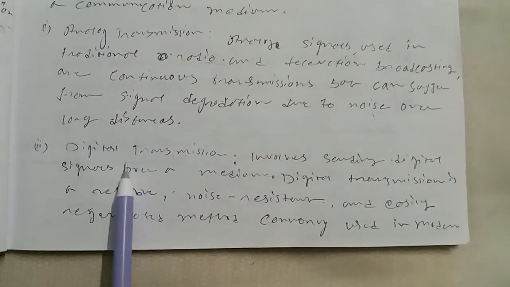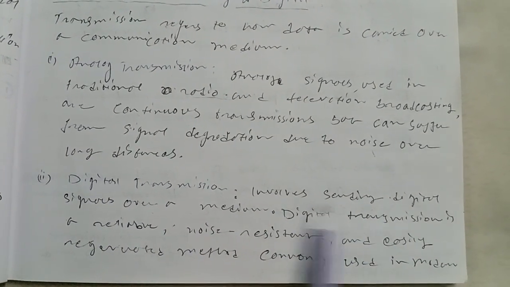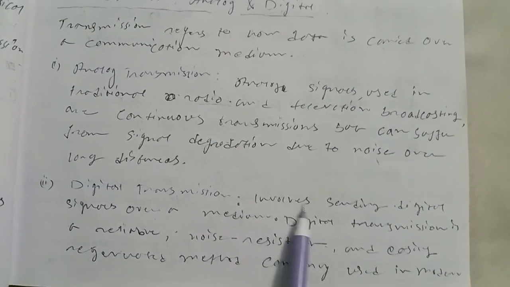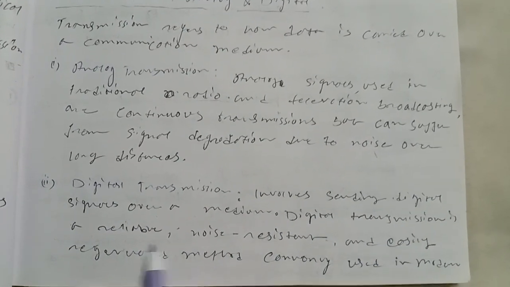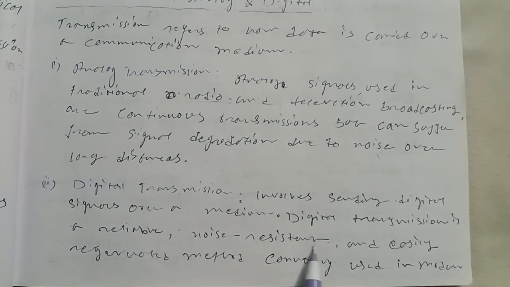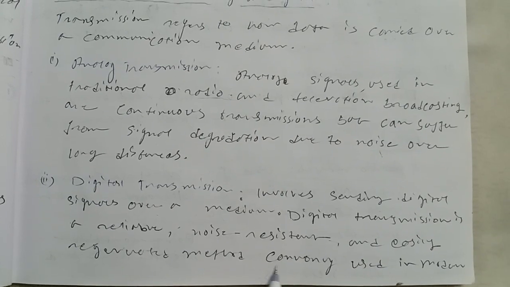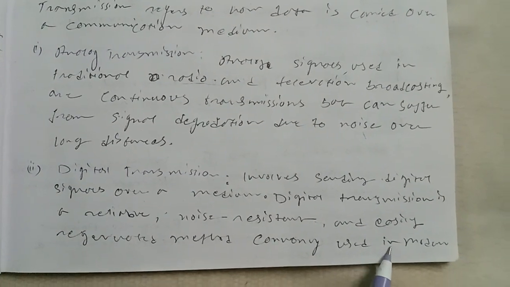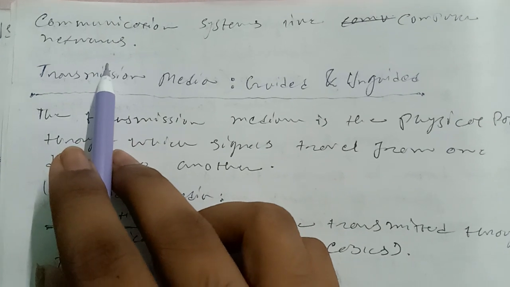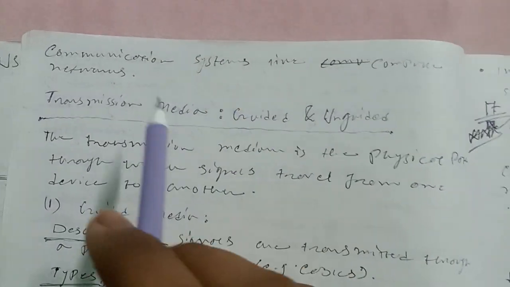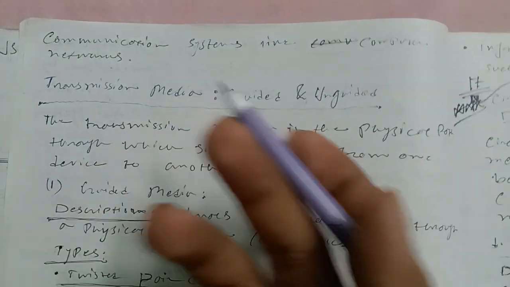So let's see digital transmission. Similarly, digital transmission involves sending digital signals over a medium. Digital transmission is a reliable, noise resistant, and easily regenerated method commonly used in modern communication systems like computer networks. So we have discussed what transmission is and its types, analog transmission and digital transmission.